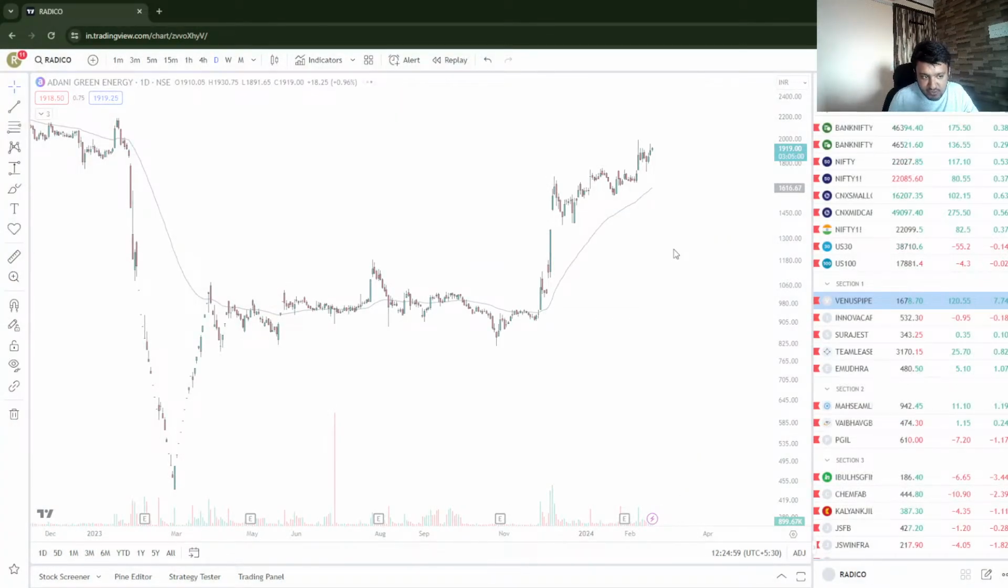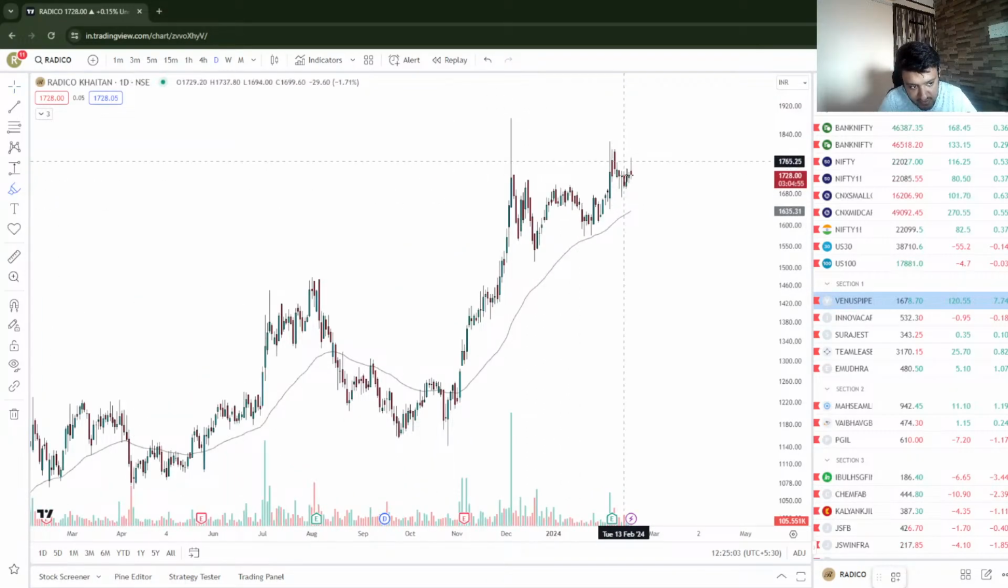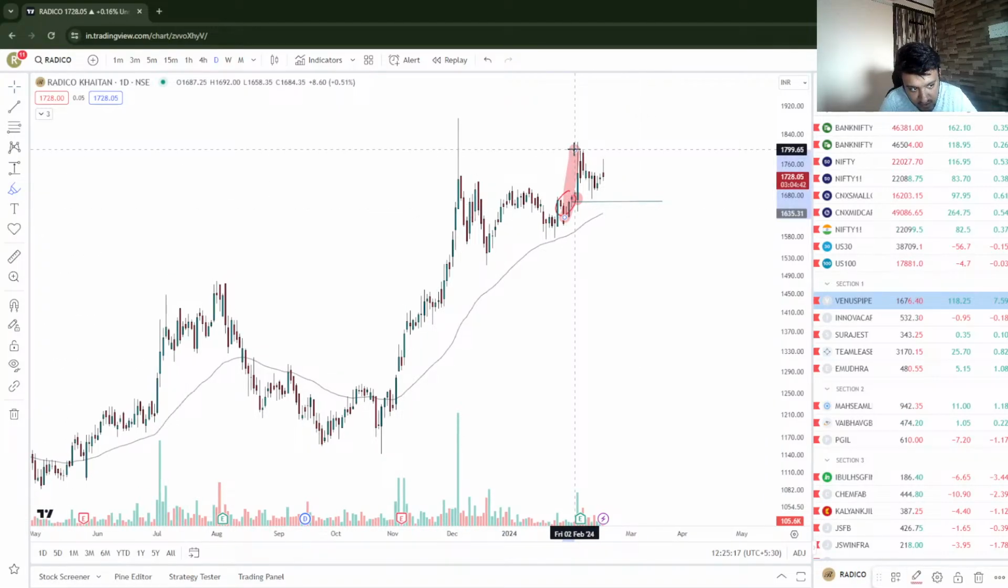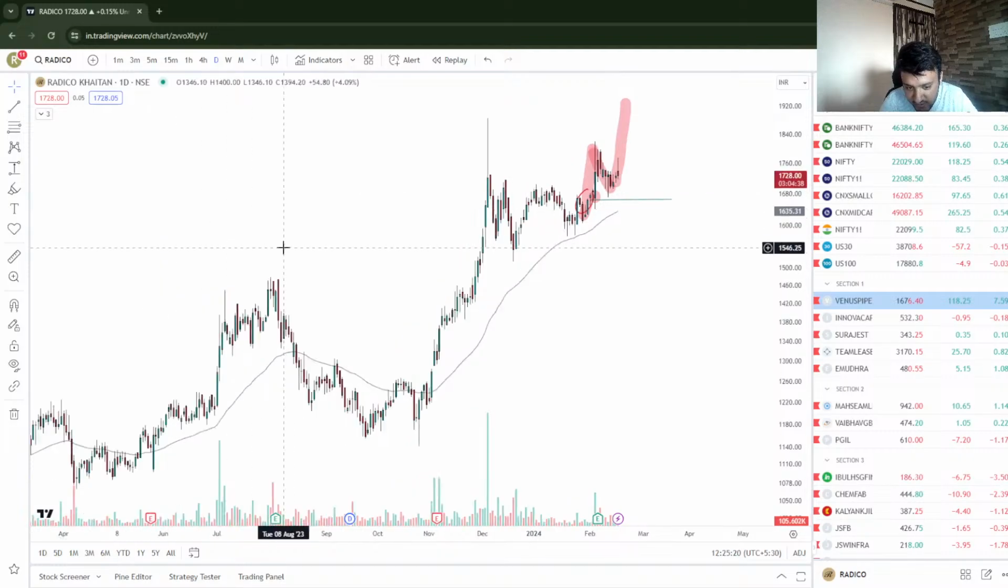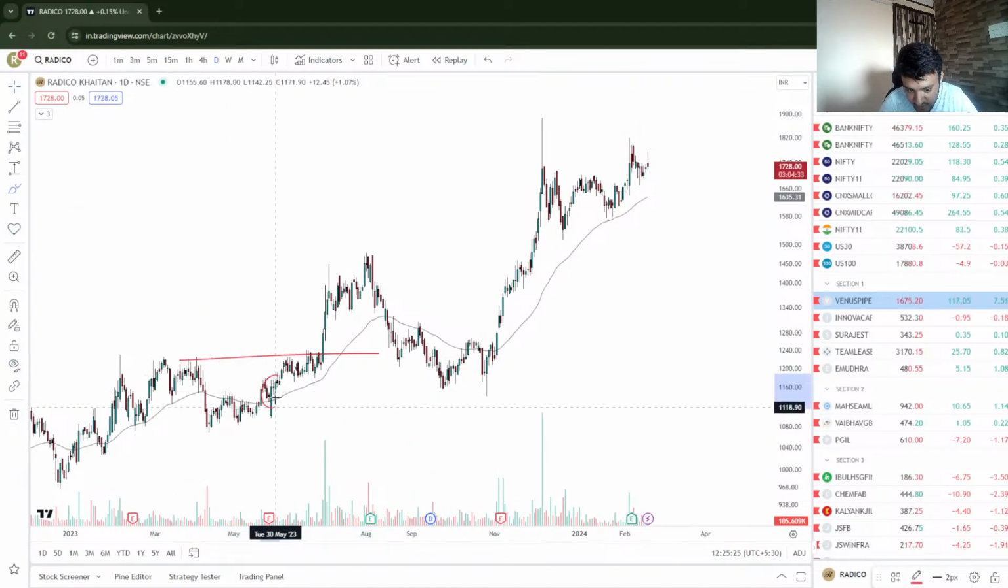And Radico Khaitan is also extended. So again, this is at least inside a base, but if you see, this was the proper entry right here. This area was the entry, but I think there was earnings. So now it's just trying to continue from the trend. So the trend started here. Now this is the second move in the trend. So I don't like to buy that. I like to buy something which is coming right off of the base.